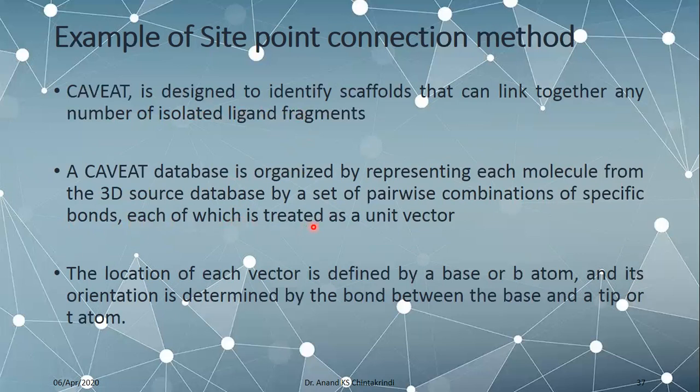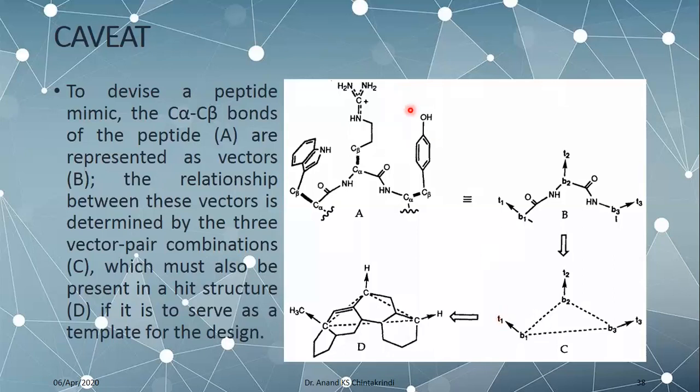Each of which is treated as a unit vector. The location of each vector is defined by the base atom B, and its orientation is determined by the bond between the base and the tip atom. Okay, this will be clear when we talk of the example here.